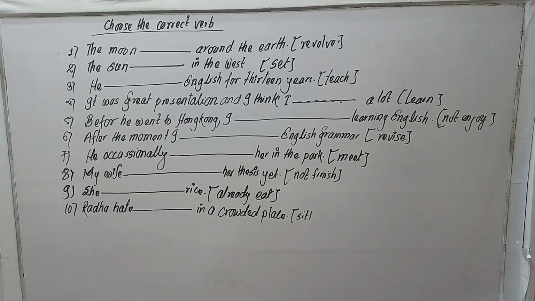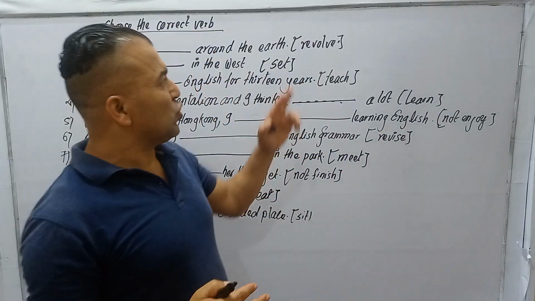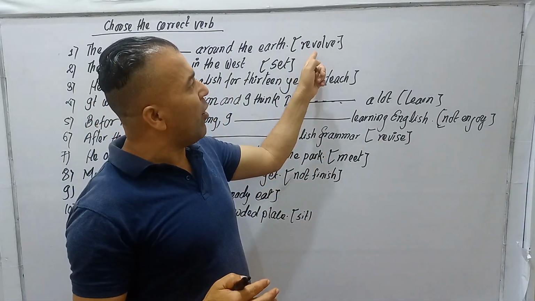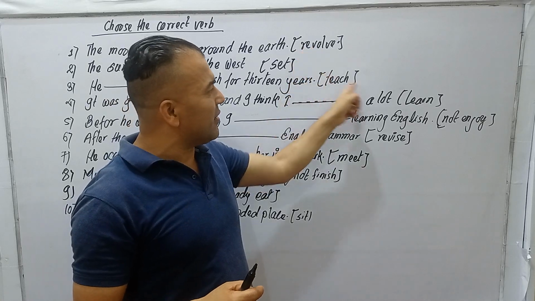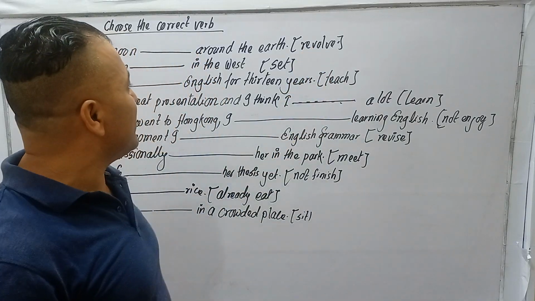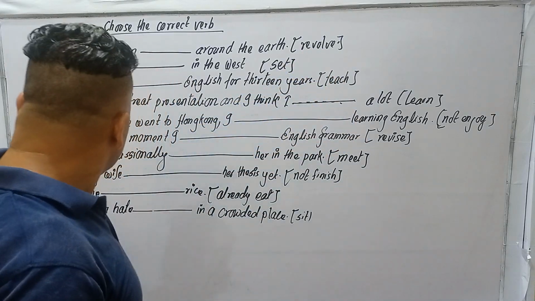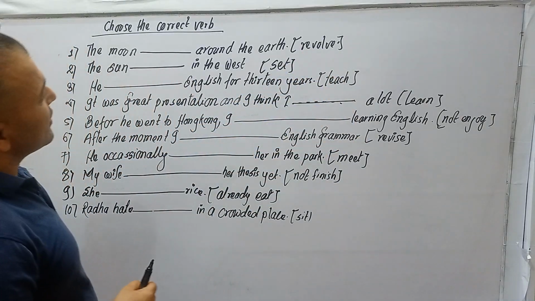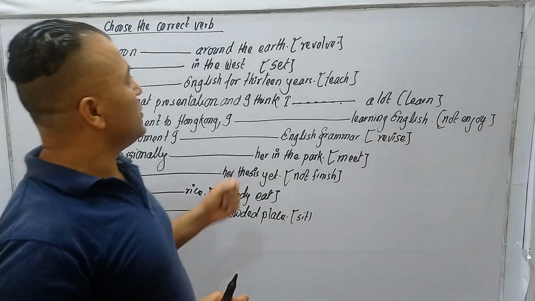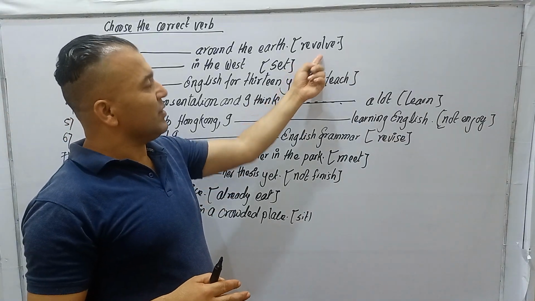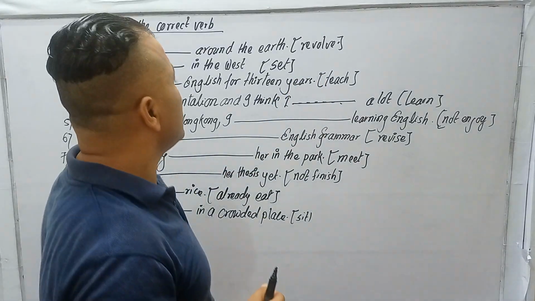Okay, choose the correct verb. Let me choose the correct form of the verb which is given in the bracket. There are 10 sentences, and we have to select the correct form of the verbs.